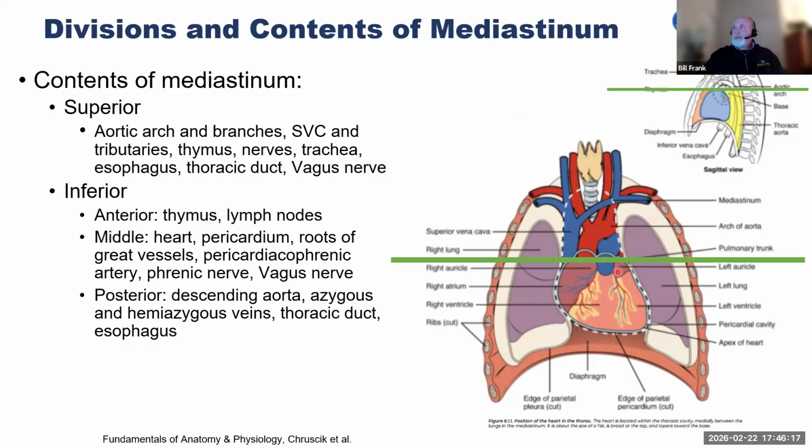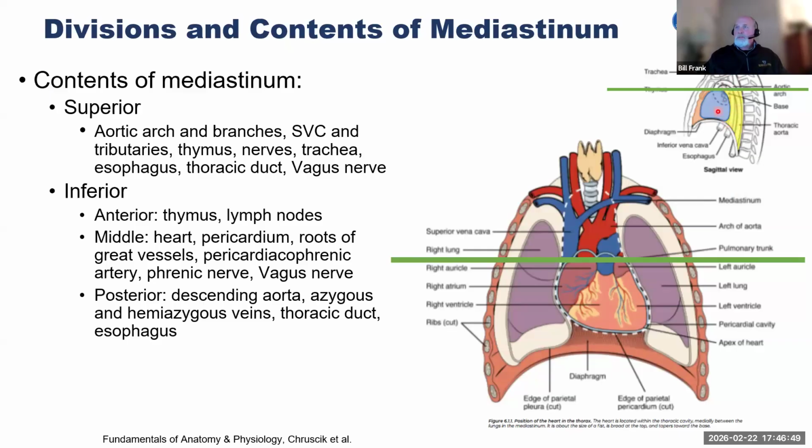Okay, so the contents of the mediastinum: in the superior mediastinum, we see the aortic arch and its branches, the superior vena cava and its tributaries, the thymus gland, which will be located anteriorly. We'll see a bunch of nerves coming from both the sympathetic and parasympathetic systems. We'll see the esophagus, which is coming down from the neck, as well as the main lymphatic channel called the thoracic duct, and the phrenic and vagus nerves.